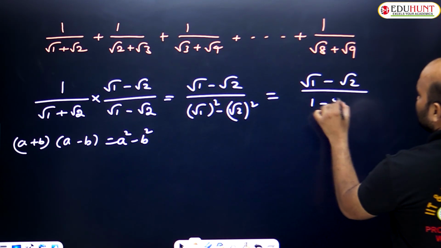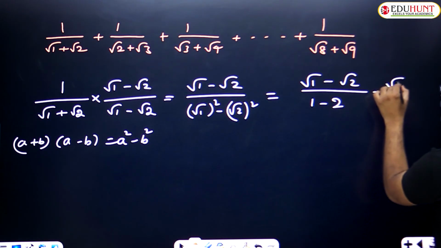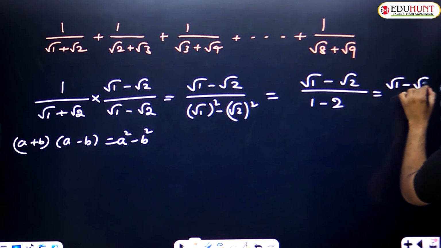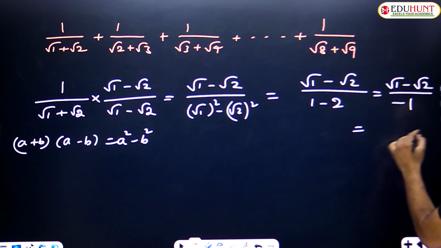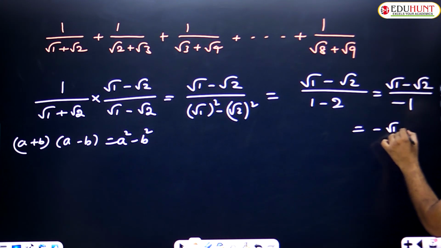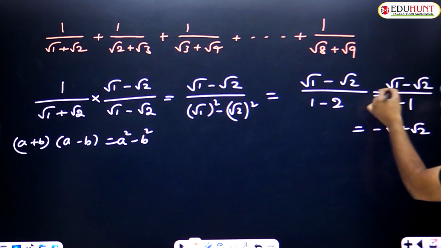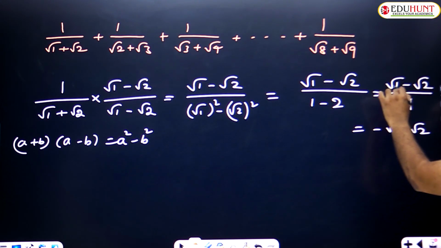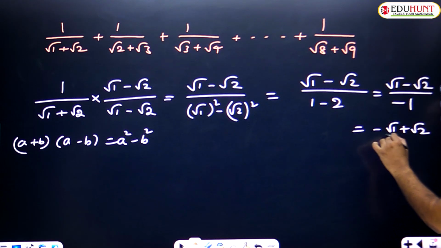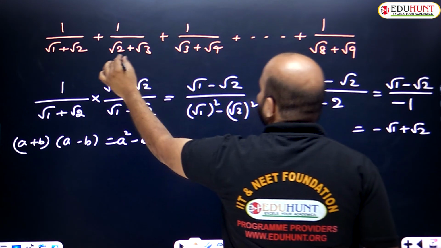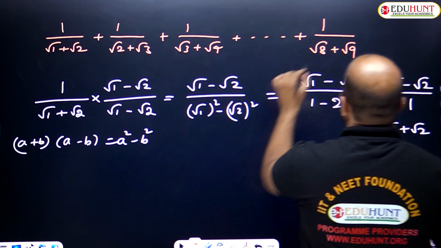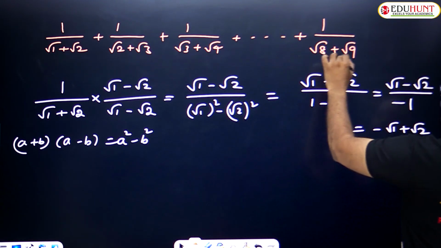What is the value? Root 1 minus root 2 by, root 2 square cancels, 1 minus 2, that means minus 1. Root 1 minus root 2 by minus 1 can be written as minus root 1 plus root 2, because divided by minus, the minus is directly multiplied to root 1 minus root 2 and becomes minus root 1 plus root 2. Similarly the second term is minus root 2 plus root 3 and so on. What is the last term? Minus root 8 plus root 9.